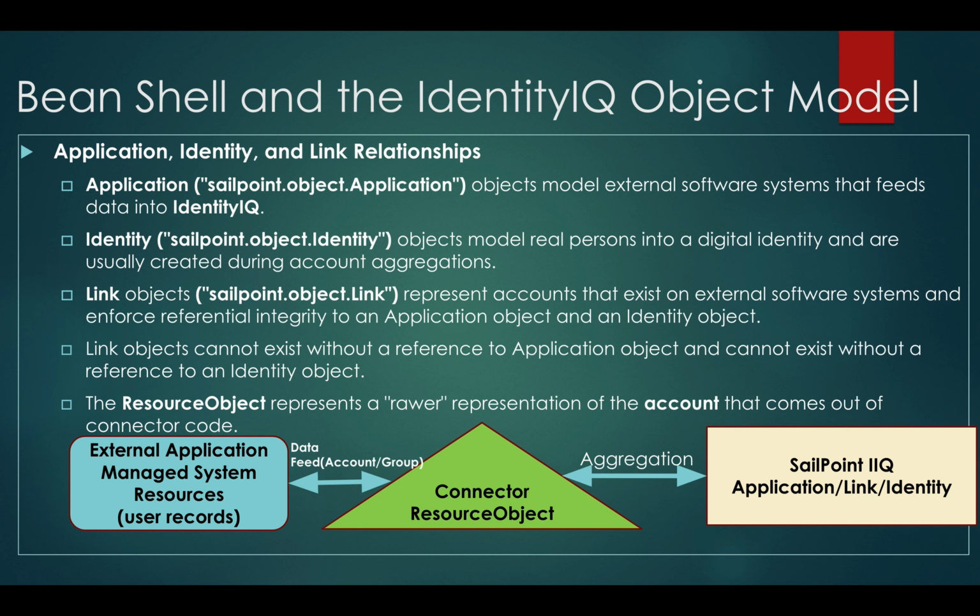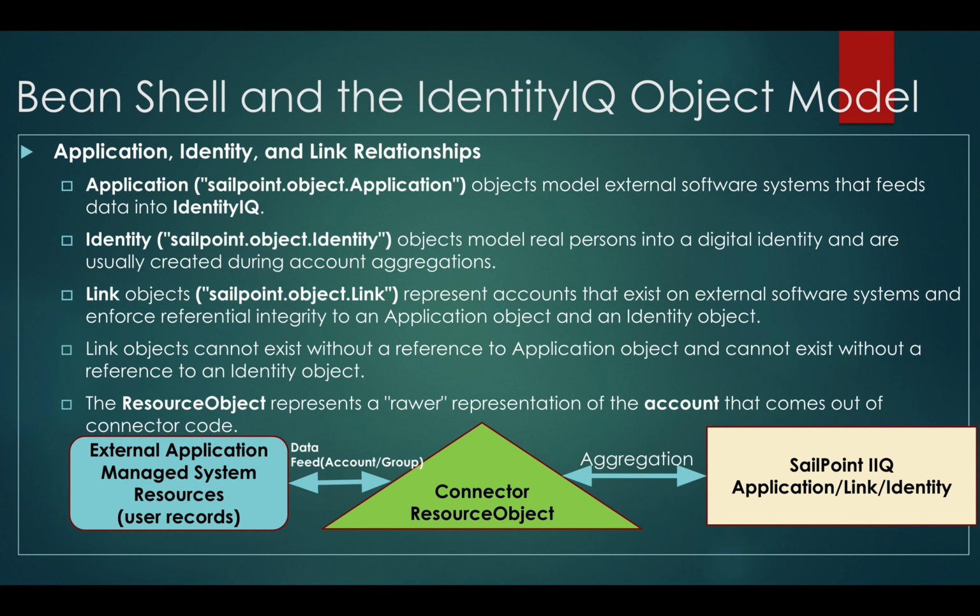Therefore, what we can understand is that link objects cannot exist without an application object, and a link object always has a reference to an identity object. In case the link object does not have a reference to an identity, then there are certain tags by the use of which we can remove such accounts.